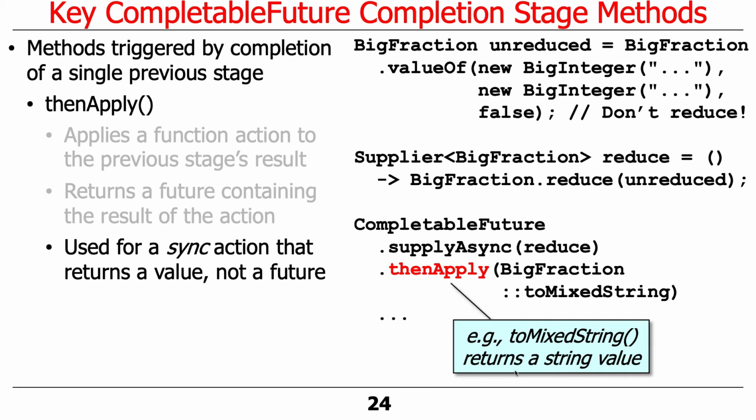Well, here's an example. This is what we had before. We have our unreduced BigFraction. We have our reduced supplier. We say CompletableFuture.supplyAsync reduce. And that's going to run in the background asynchronously. And when that's finished, we then apply this action, BigFraction::toMixedString, which, as you can see, is a synchronous action that returns a value. It returns a string. As the name suggests, it returns a mixed string. And so that's going to run, and this will give back a CompletableFuture to a string in this particular case.